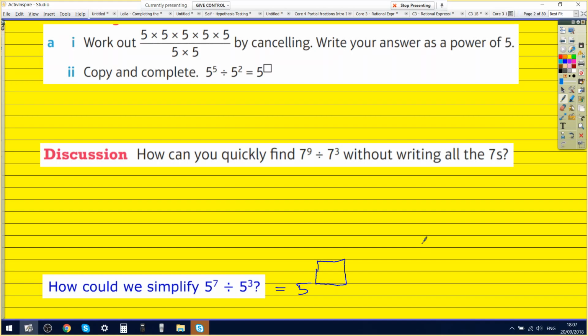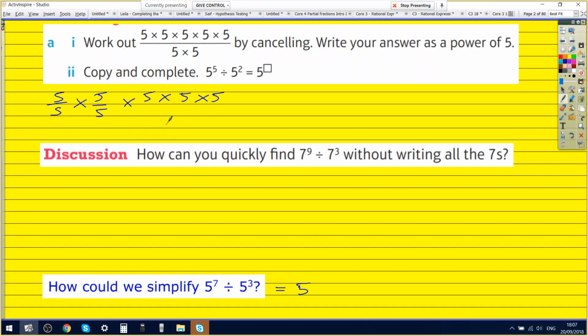5 times. So would that be 5 times 5, 7 times, pretty much? So you might not know the short way of doing it. So this one up the top, by cancelling down, so another way of writing this fraction is 5 over 5 times 5 over 5 times, and then the rest of them are just 5 times 5 times 5. Or divided by 1, which is the same thing.